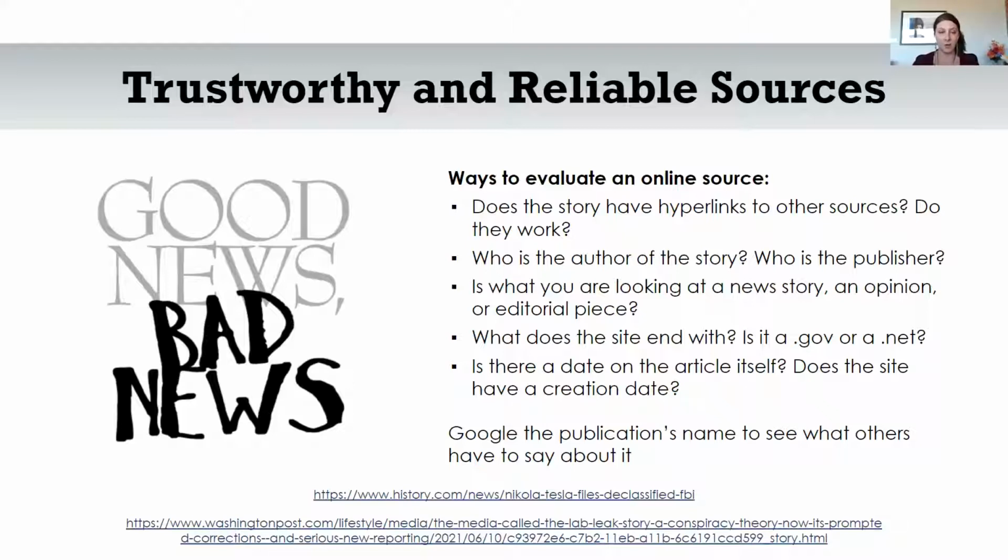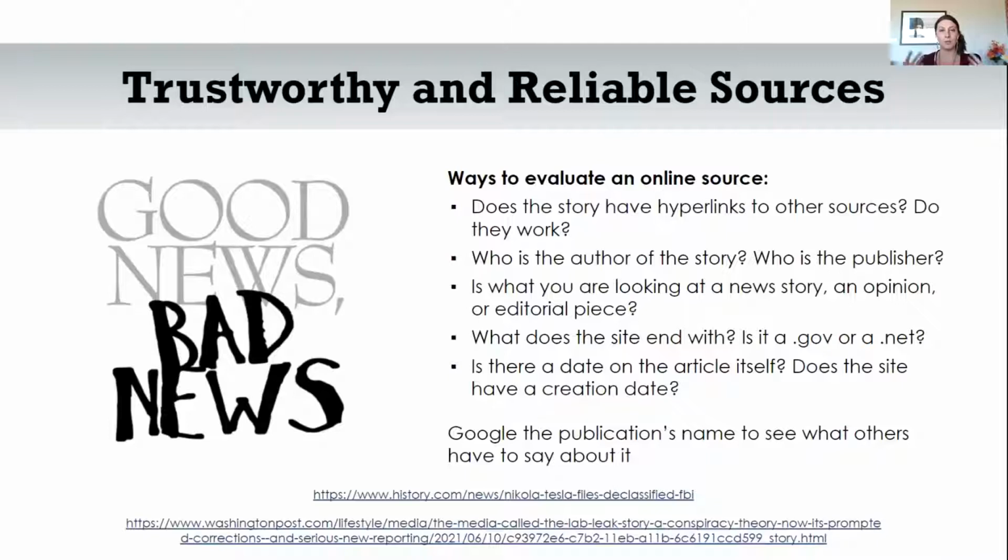So this is the fun part. We have 2 different websites with articles on them, and you get to pick which article, which site we're going to do. You can unmute yourself or put it in the chat. We have History.com, the Nikola Tesla files declassified, as one source. And the second source is from the Washington Post: the media called the lab leak story a conspiracy theory. Let me know which one you want to walk through, and we will do a walkthrough together. You can leave yourself unmuted to talk about it, or you can always put things in the chat.